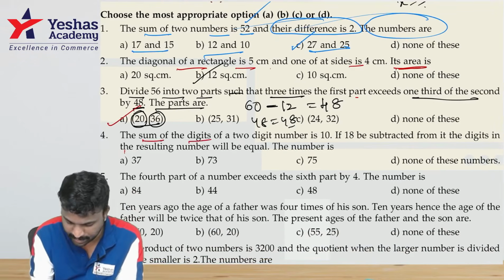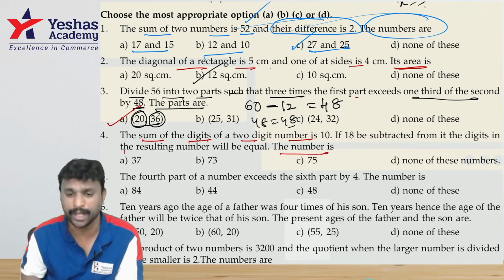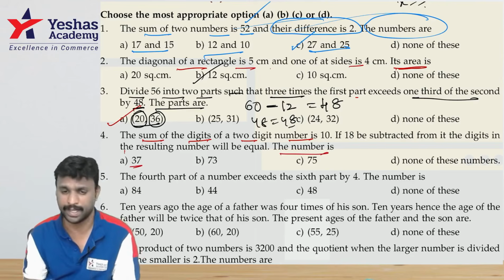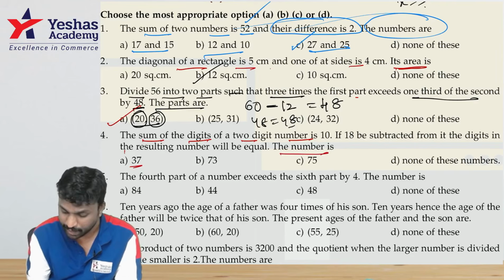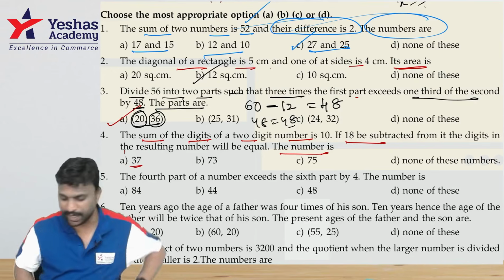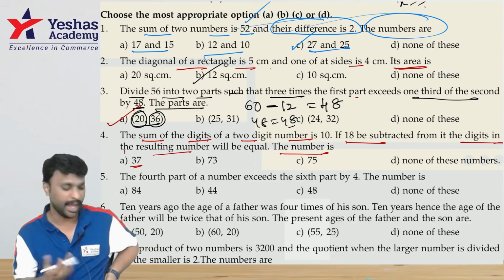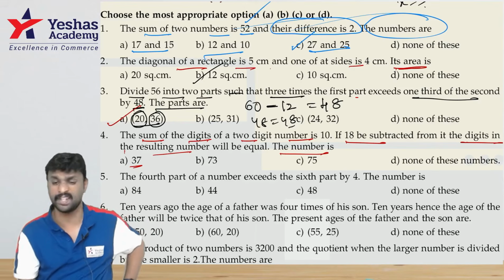Guys, the sum of the digits of the two-digit number is 10. They're asking the number only. Guys, 3 plus 7 is 10. It satisfies the first condition. If 18 is subtracted from this number, 37 minus 18, you get 19. But what did they say? Digits in the resulting number will be equal. In number 19, definitely the digits are not the same.